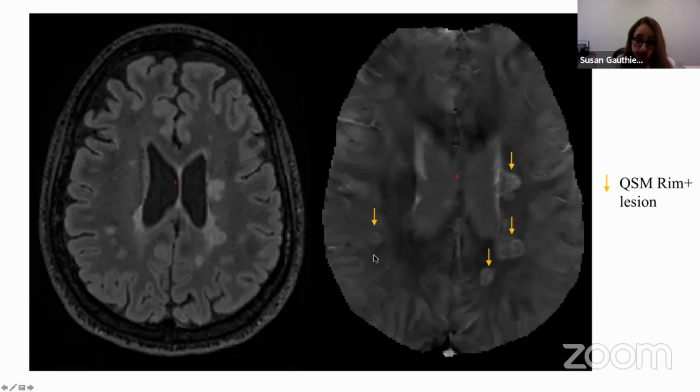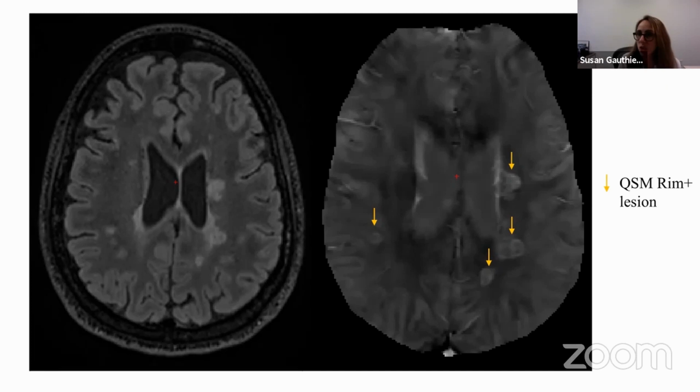There's no specific criteria. Essentially, we like to see that there is a gradient from hypointensity to hyperintensity in the perimeter, and also the surrounding normal appearing white matter needs to be low compared to the rim. A criterion is something that we're actively working on so that we can all define it consistently. But in this patient, you can see that they have a number of these rim-positive lesions. And interestingly, we find that about 50% of patients have at least one, and people tend to have a number of these lesions.